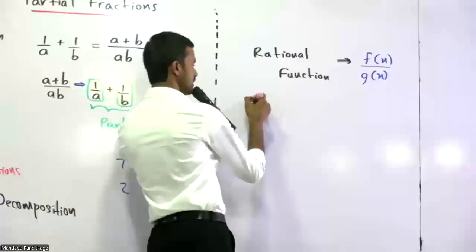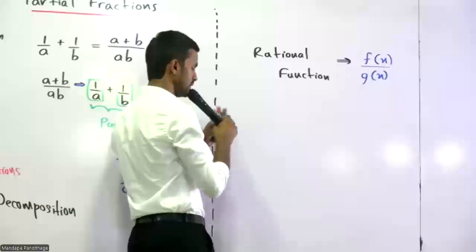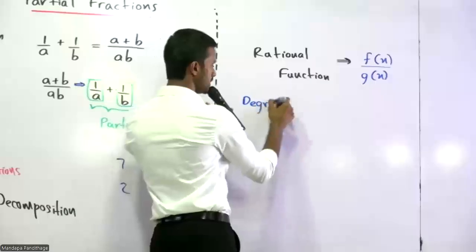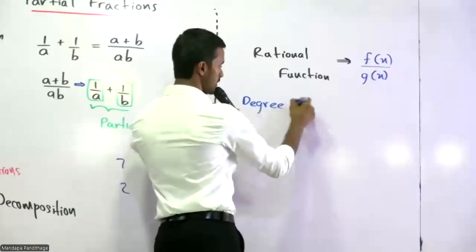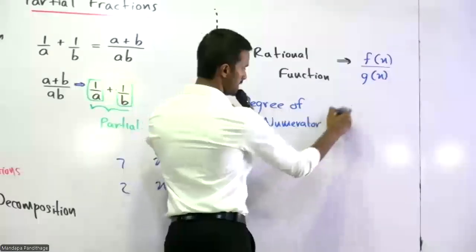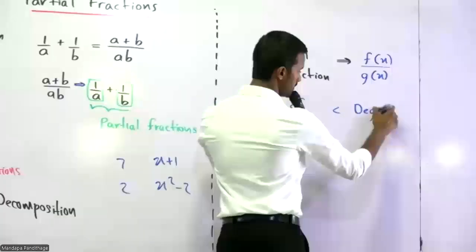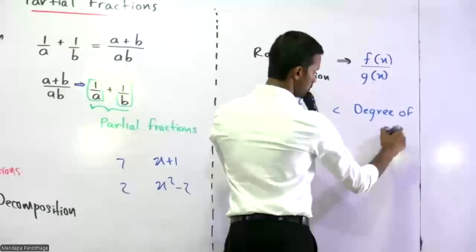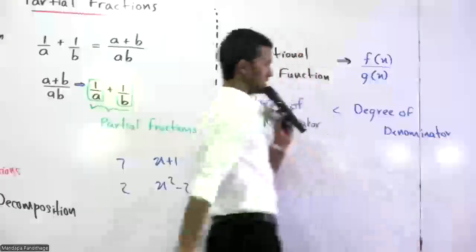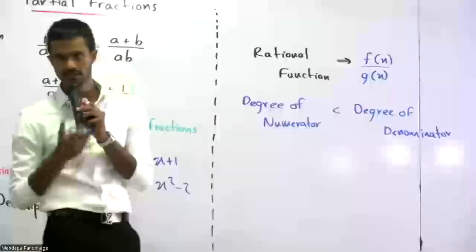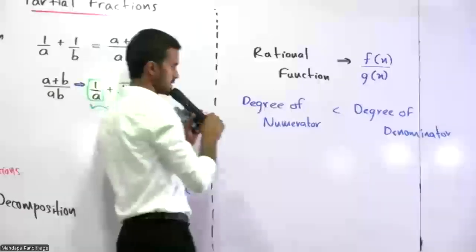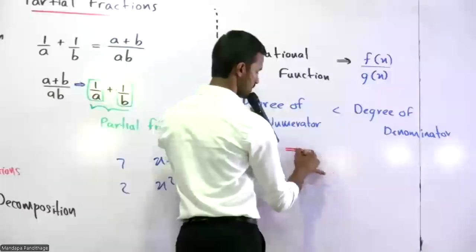Same thing, we say if the degree of the numerator is less than the degree of the denominator, that means a normal case. The denominator is greater than the numerator. So here we are comparing the degrees. Since it's normal, we consider this a normal rational function.